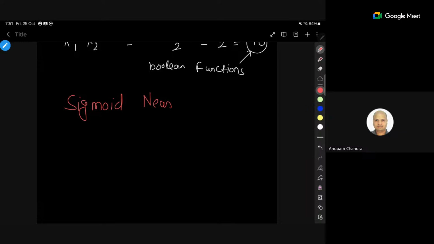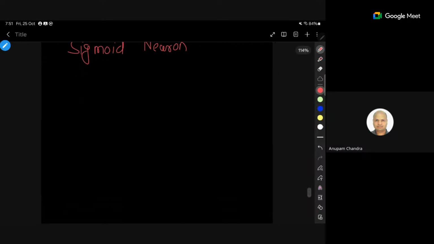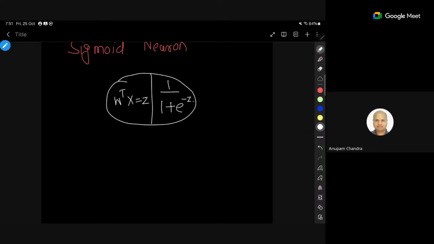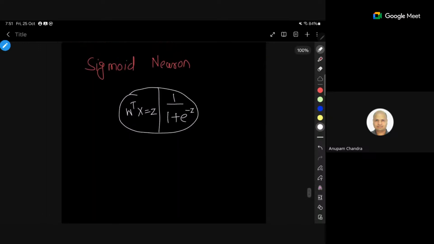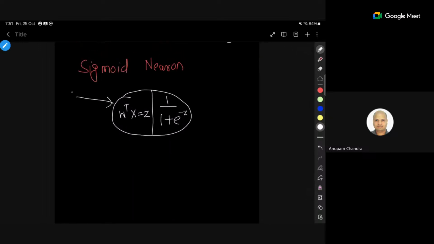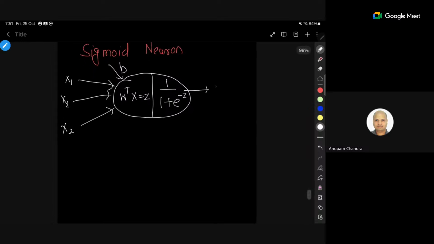So the sigmoid neuron. We have this neuron, and first we take the summation. Whatever summation comes out, let's call it z. We take the function 1 by 1 plus e power minus z. This is a sigmoid neuron. And of course you can have any number of inputs, and you also have a bias b that you can add. Then it will give you an output which can range from 0 to 1.